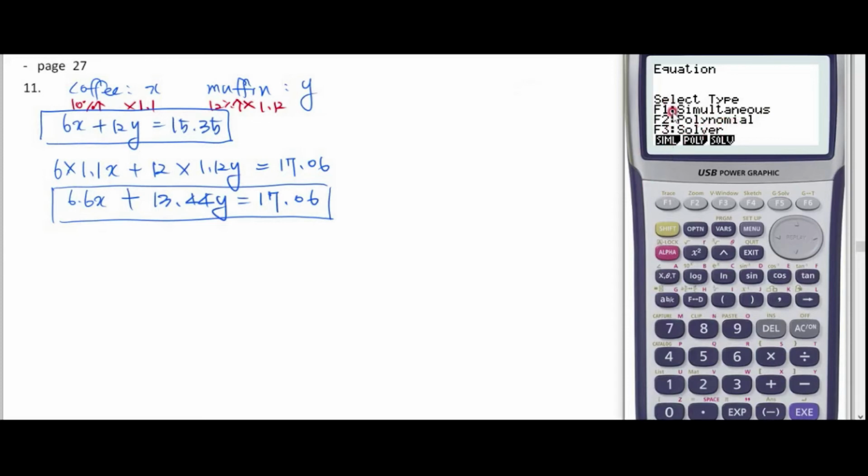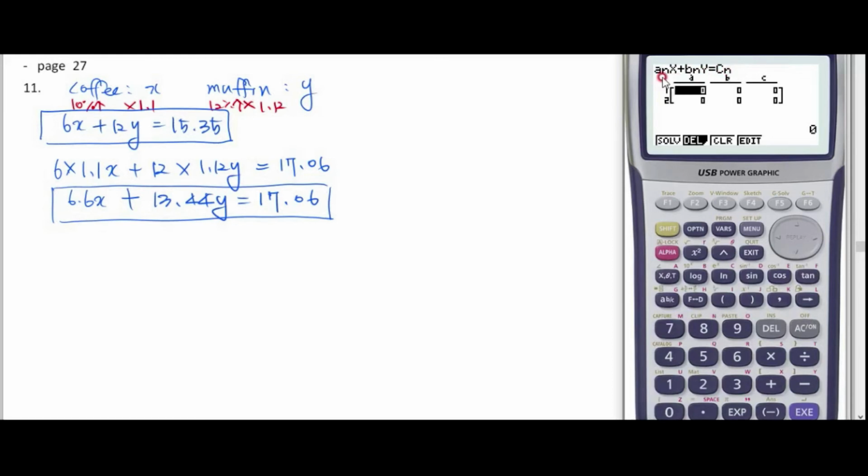Let's start with simultaneous. It asks us how many unknowns there are. So it's asking how many variables there are. Because we have 2, we'll click F1, which is 2, and then we should write it down. So the first one's x, the second one's y, and the third one is a constant. X, y, and z, which is a constant. So let's write it down.